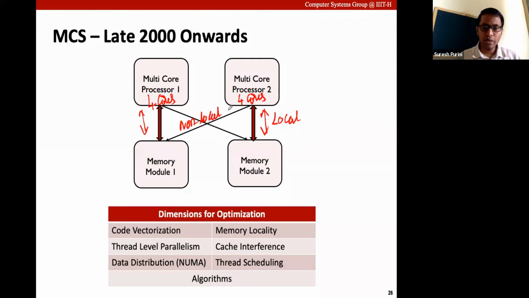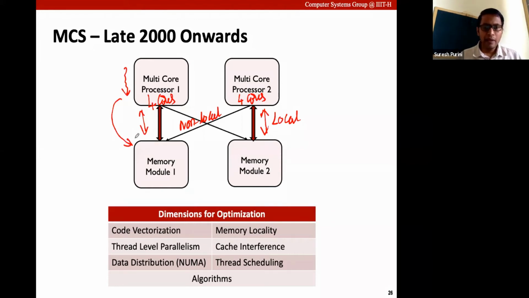This is non-local access. So when you are writing your program, you want the thread that is running on processor 1 to have all the data it requires placed in this particular memory module. That way, the memory access time will be smaller.